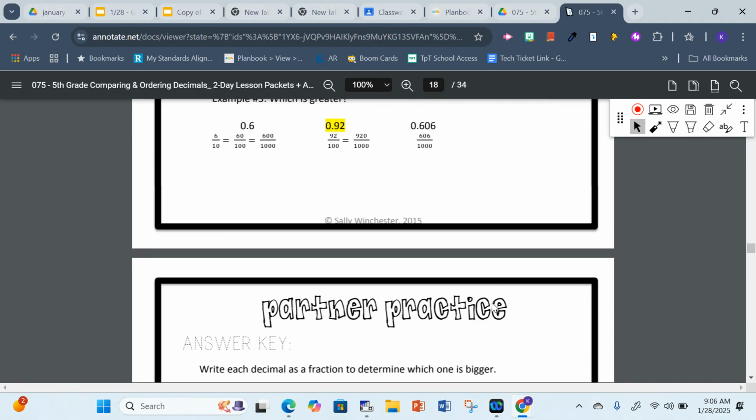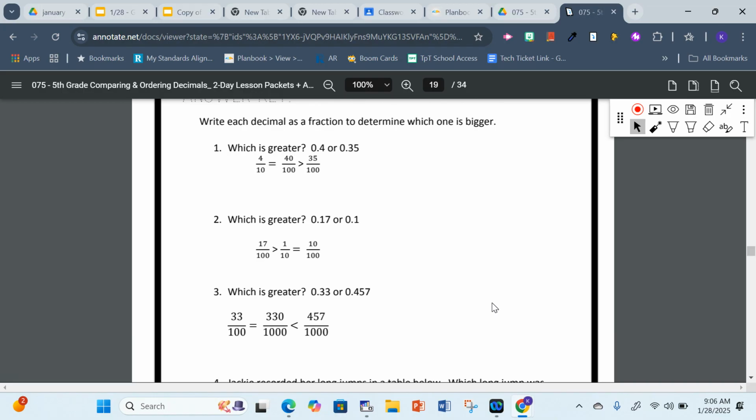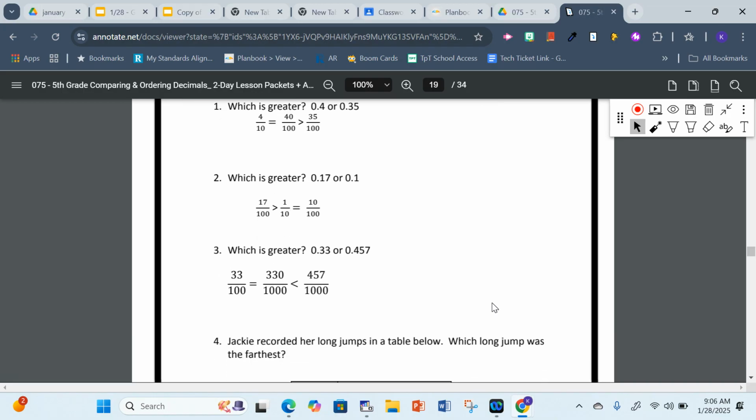Okay, so on your partner practice, this is the answer key, you can check it. You pause this to see.